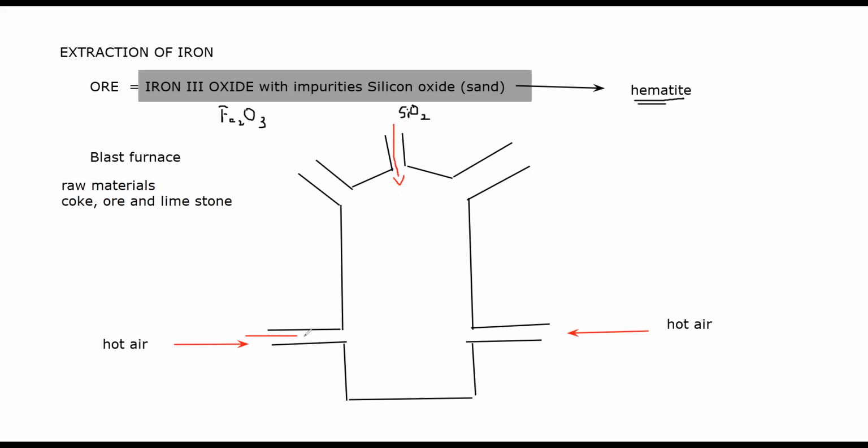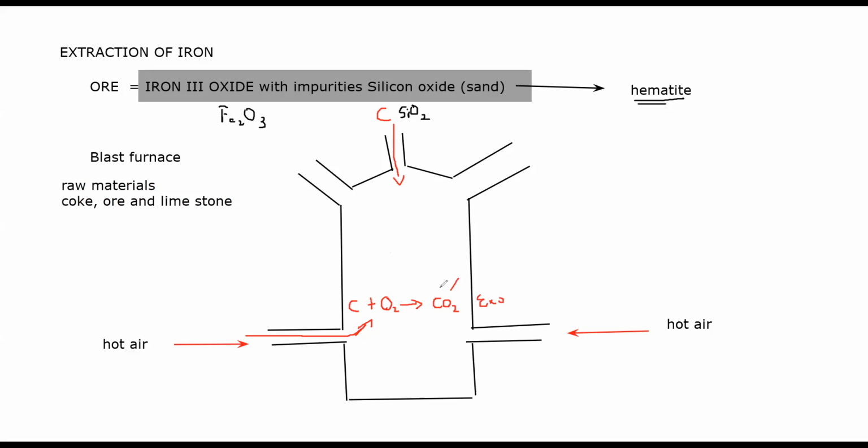As we blow the hot air from the bottom, mainly the active component of the air is oxygen. And first we add coke from the top. So coke from the top and oxygen from the bottom, they react with each other. Carbon reacts with oxygen. As a result, it will produce carbon dioxide. And this reaction is exothermic. Formation of carbon dioxide is exothermic.